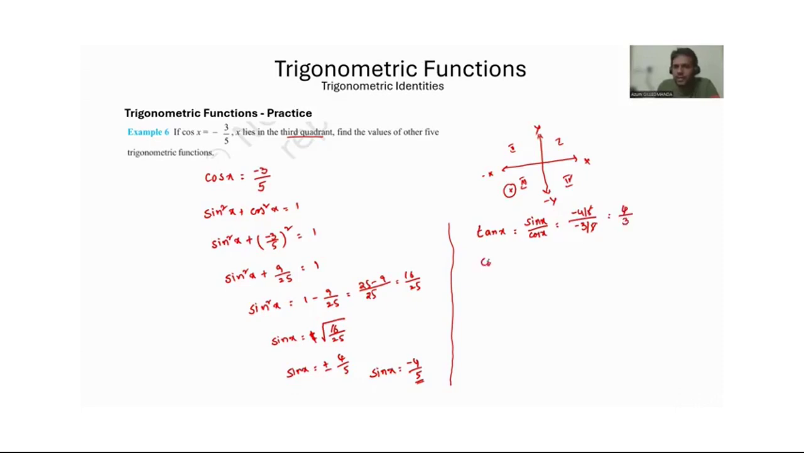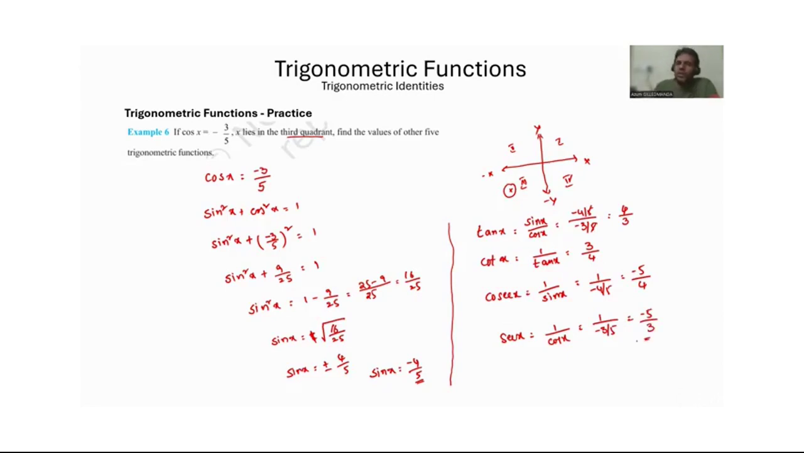That is tan x. Then what is cot x? Cot x is the reciprocal of tan, so that is 1 by tan x. That is 3 by 4. Right? And then the remaining. So the cosecant x is 1 by sin x. So what is the sin x value, guys? Minus 4 by 5. So 1 by minus 4 by 5, I can write that as minus 5 by 4. And similarly, secant x is 1 by cos x. So that is 1 by minus 3 by 5, that I can write as minus 5 by 3.